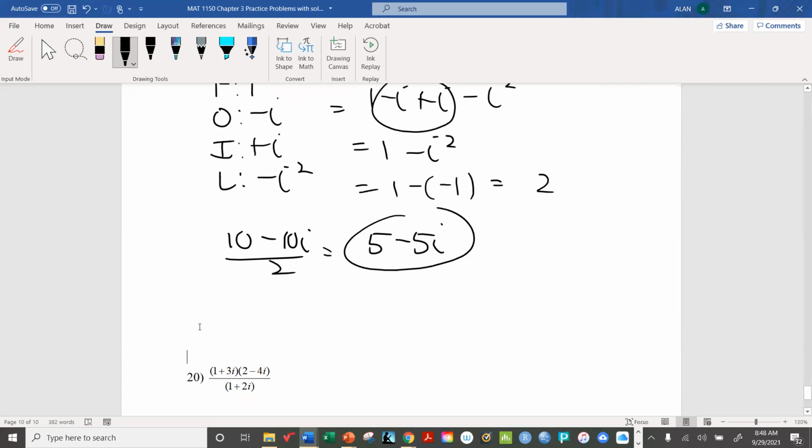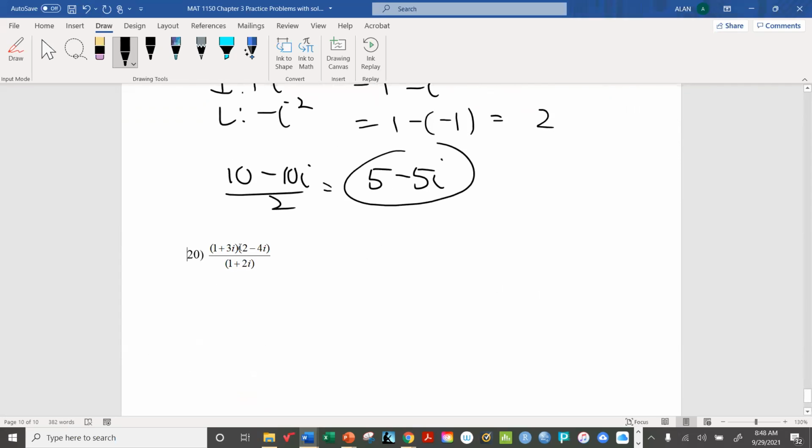Wow, that was nice. I like simple ones. All right, and there's just one more. This one's a bit of a mess, but we can do it.